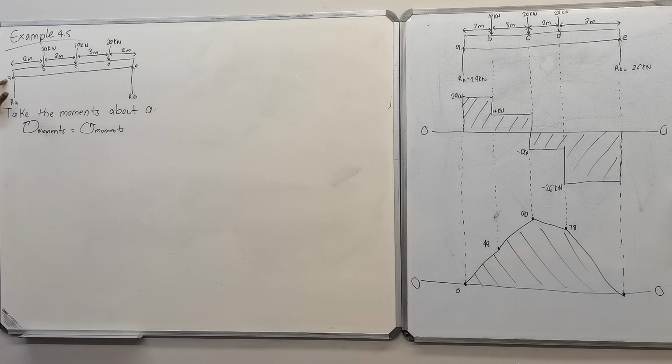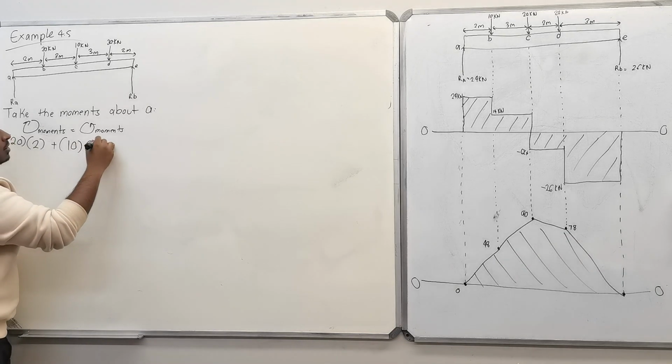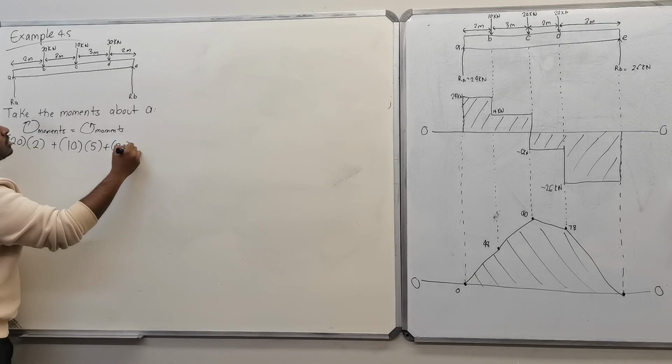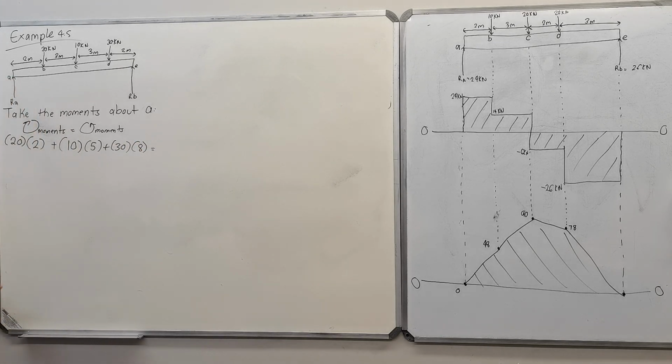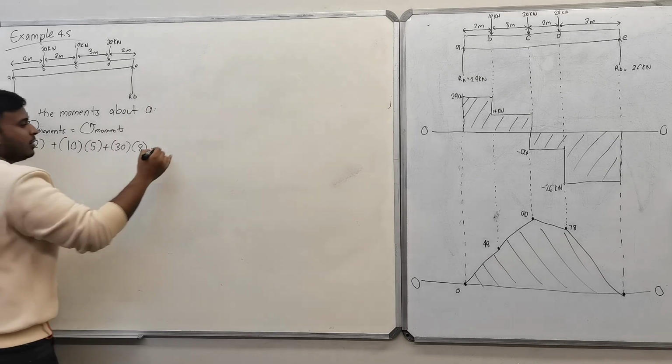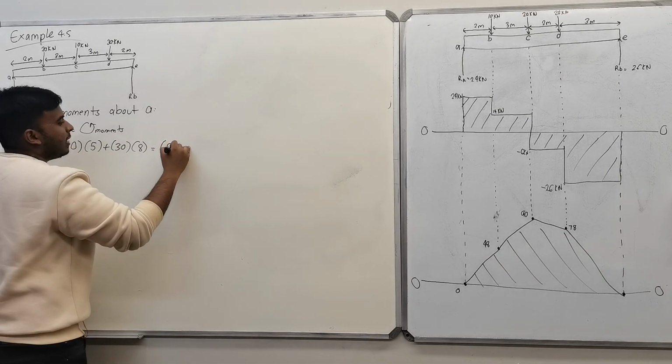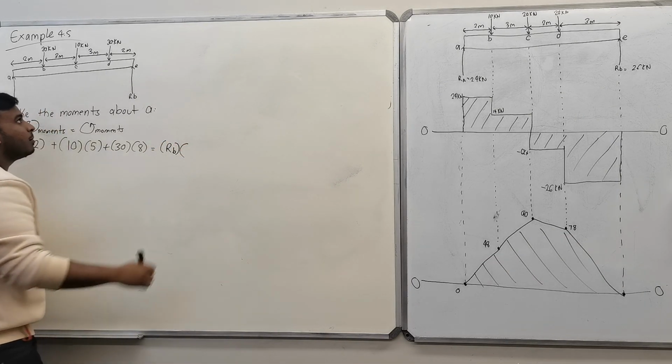If you're looking at this end, what would cause the other end to move in a clockwise direction? Your downwards forces. So you would say 20 kilonewtons times how many meters? 2, plus 10 kilonewtons times 5, plus 30 times 8, equal to Rb at point B. The only other upwards force would be Rb times what's the distance of the beam?